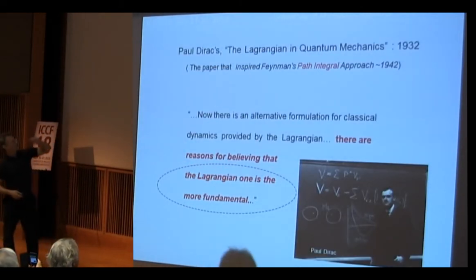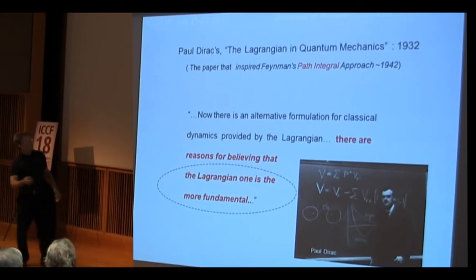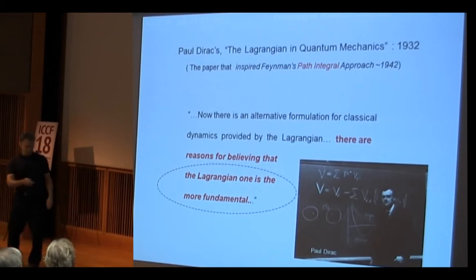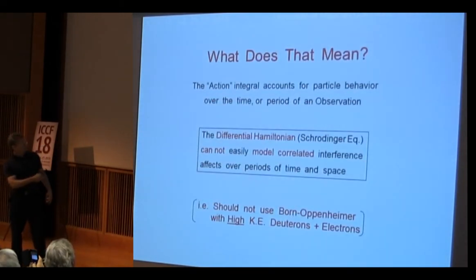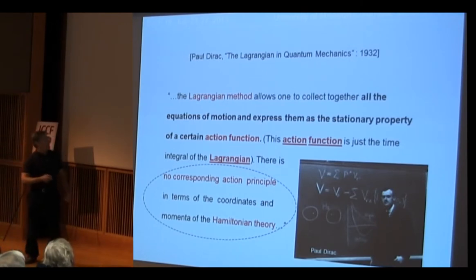Well, back in 1932, Dirac published an article. It's the one that encouraged Feynman to take the path integral approach. And he said in this article, now there's an alternative formulation for classical dynamics provided by the Lagrangian, and we'll get into that in a minute. And there are reasons for believing that the Lagrangian one is the more fundamental. And he goes on to say, in the same paper, the Lagrangian method allows one to collect together all the equations of motion and express them as a stationary property of a certain action function. And there's no corresponding action principle in terms of the coordinates, momentum, or the Hamiltonian theory.